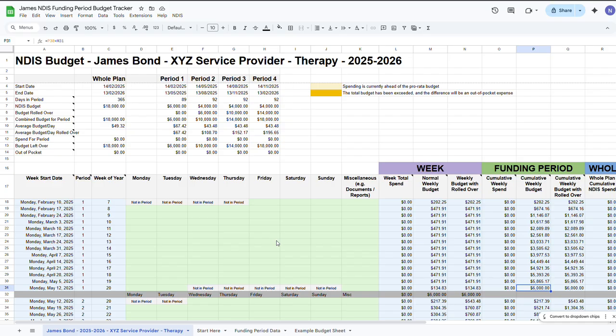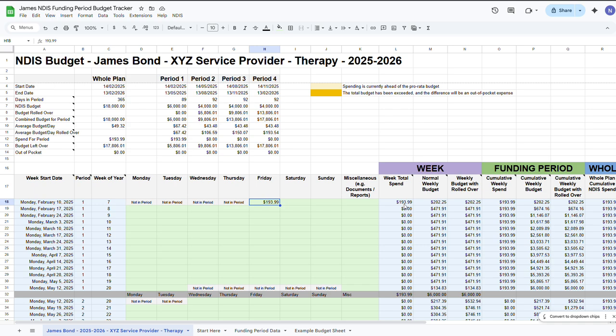So what I'm going to do now is I'm going to enter some data. So I'm going to have a scenario where a participant is going to be having speech pathology and occupational therapy. So they're going to be having occupational therapy on a Friday. So I'm going to put in, and let's say they start on the first day, $193.99. And that's going to be for 1 therapy session on the Friday.